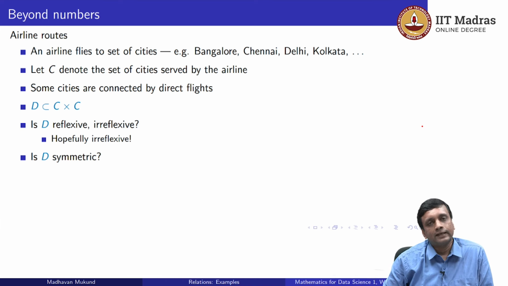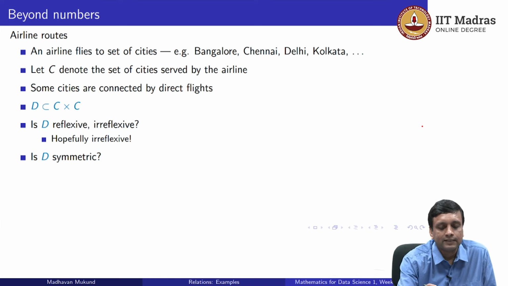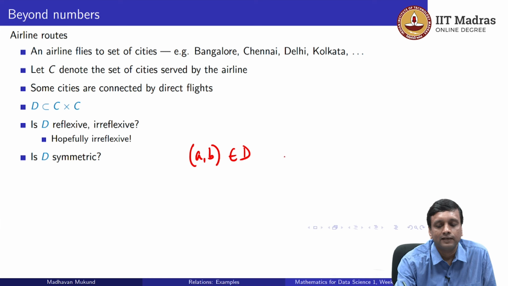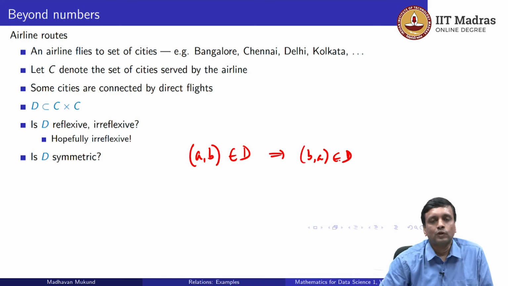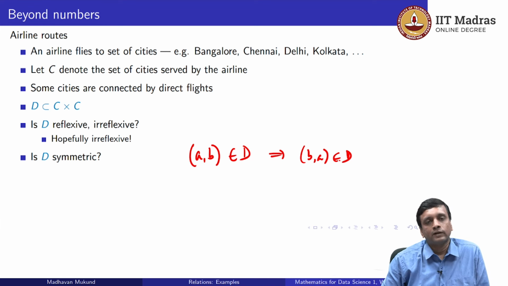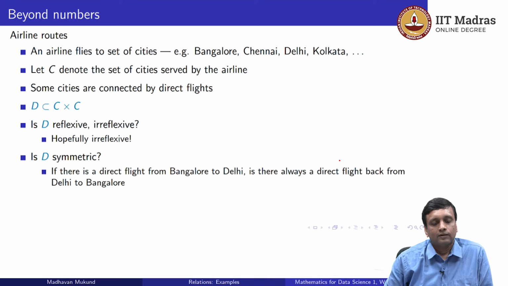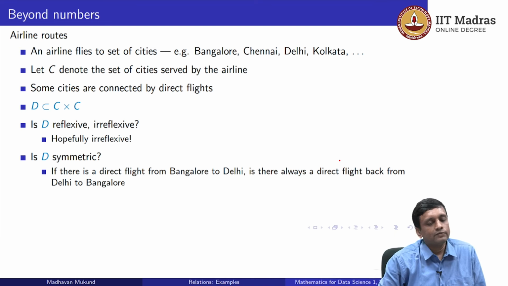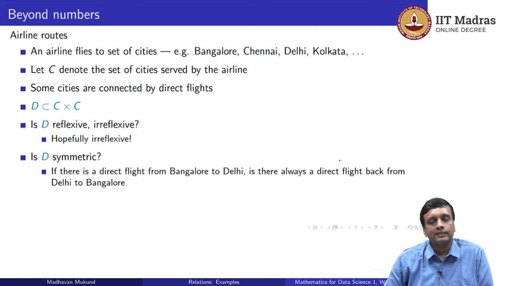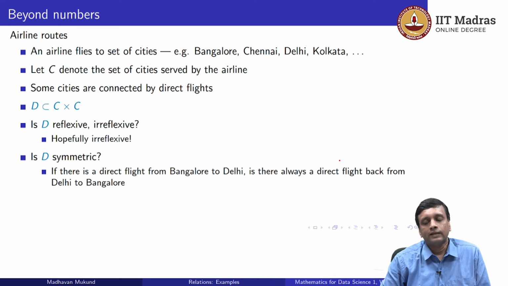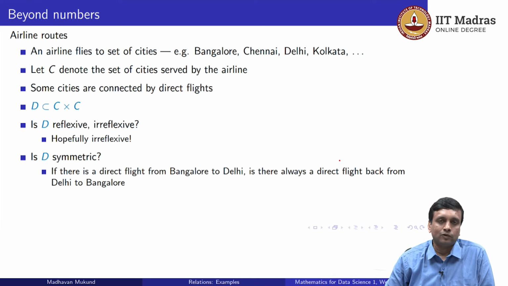Now, is it a symmetric relation? So, symmetric relation says that whenever I have a pair of cities in the relation, then I will also have the reverse pair in the relation. So, if I can fly from one city to another directly, then I can also fly back. So, concretely, for instance, if I take any two cities as direct, supposing there is a direct flight from Bangalore to Delhi, then is there always a direct flight back from Delhi to Bangalore?